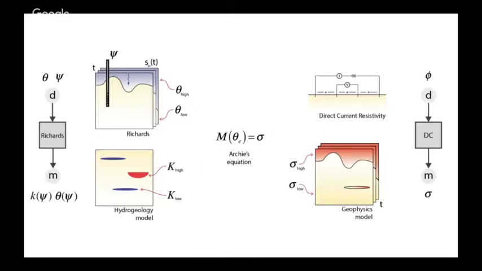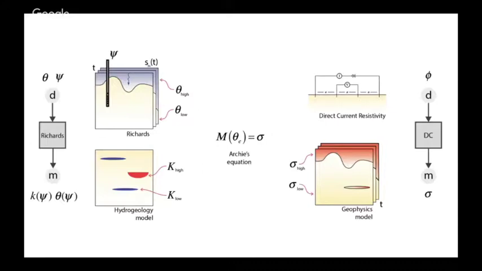On the geophysics side of things, what we're imaging is electrical conductivity. That's the physical property that direct current resistivity is sensitive to. You hook a battery up to the ground, you measure a lot of potential differences, and you can reconstruct, using inverse theory, a model, an image of electrical conductivity, and that is varying through time.